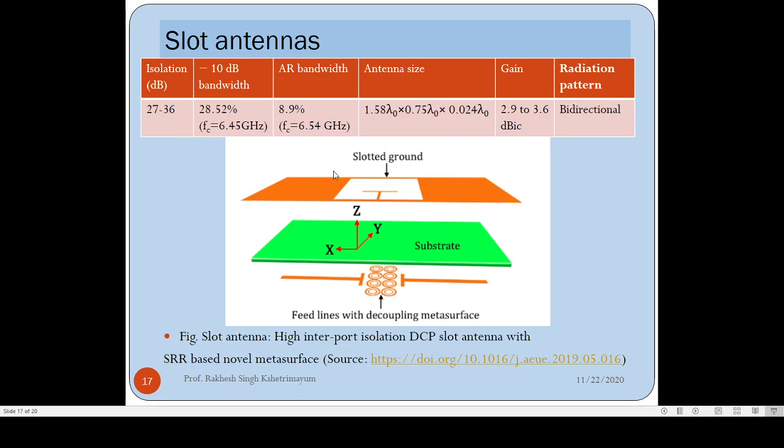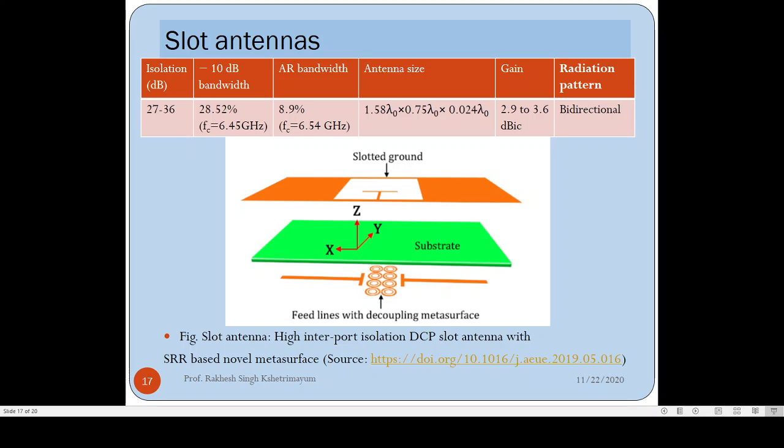And this antenna has a 10 dB bandwidth, which is also called the impedance bandwidth, of around 28.52%. This is a broad antenna. Usually slot antennas have very good bandwidth. This antenna operates at a center frequency of 6.45 GHz.